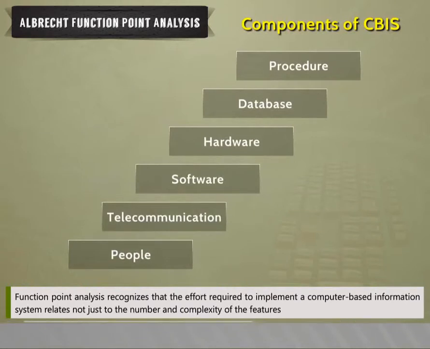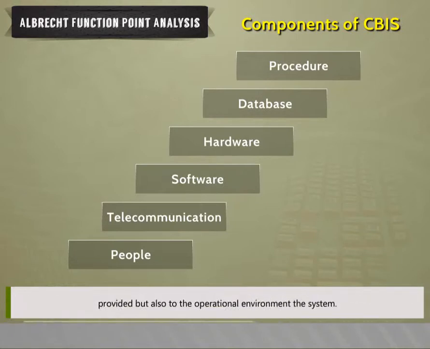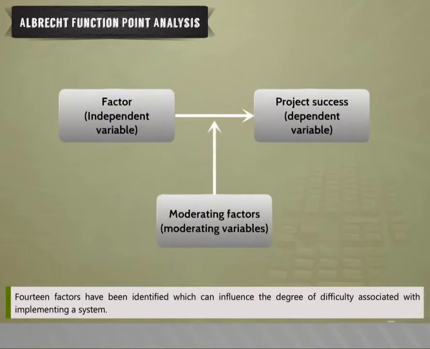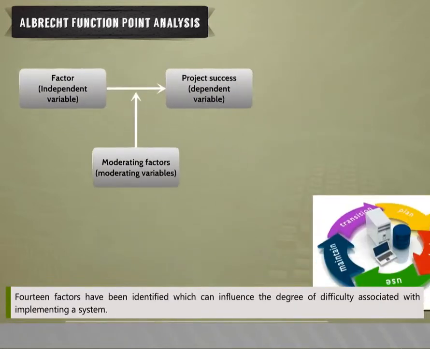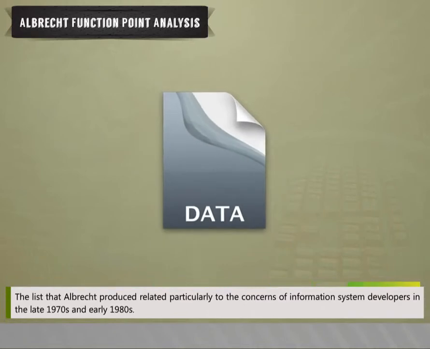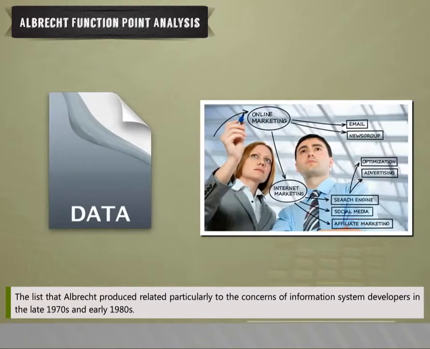Function point analysis recognizes that the effort required to implement a computer-based information system relates not just to the number and complexity of the features provided, but also to the operational environment of the system. 14 factors have been identified which can influence the degree of difficulty associated with implementing a system. The list that Albrecht produced related particularly to the concerns of information system developers in the late 1970s and early 1980s.